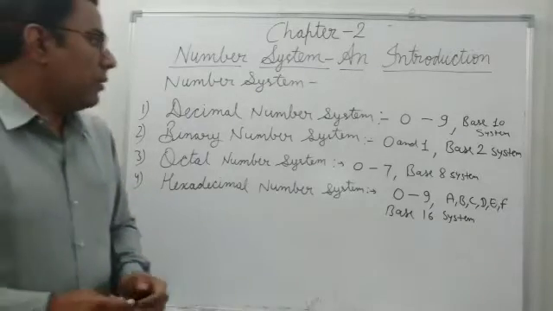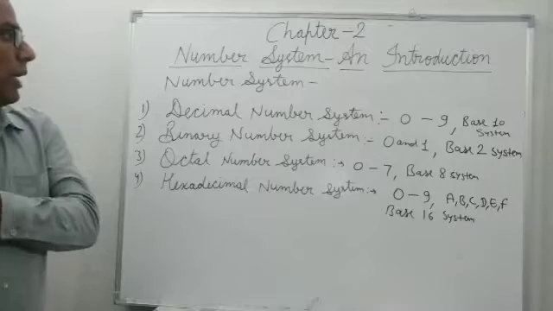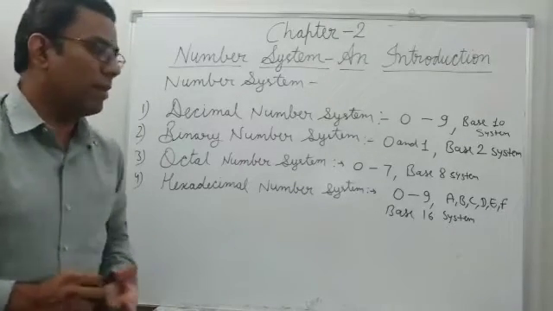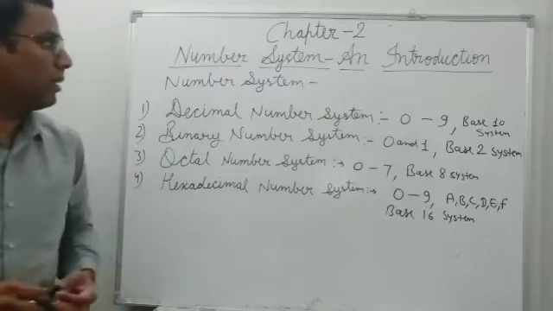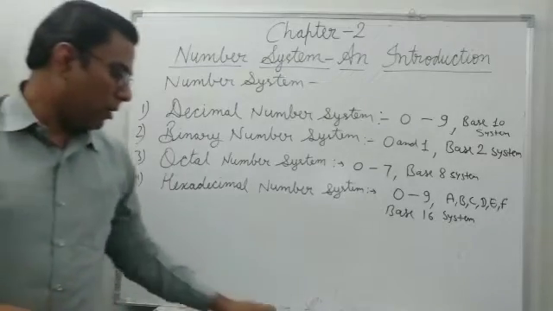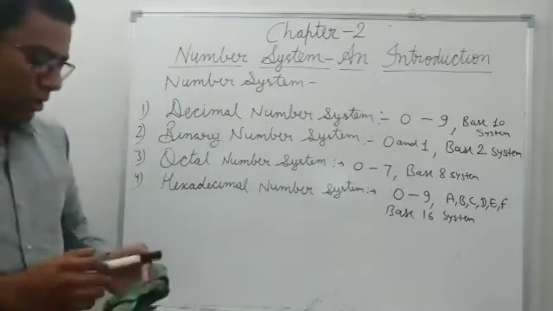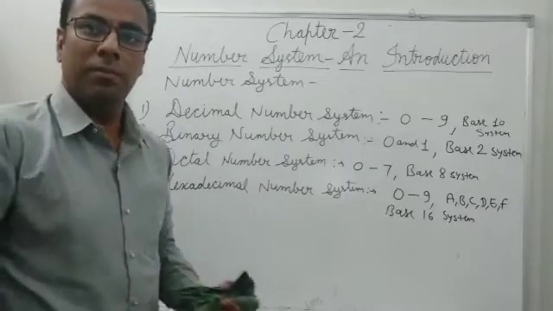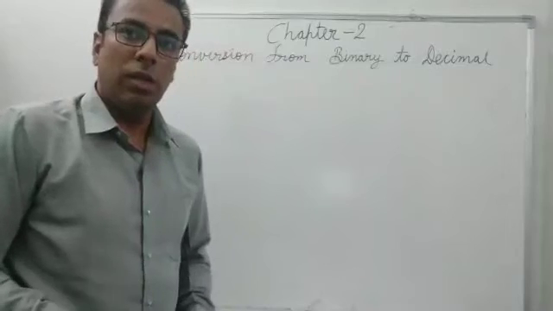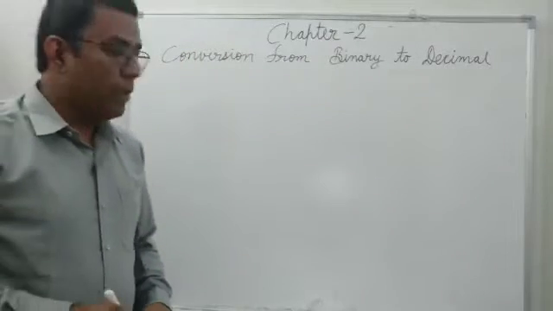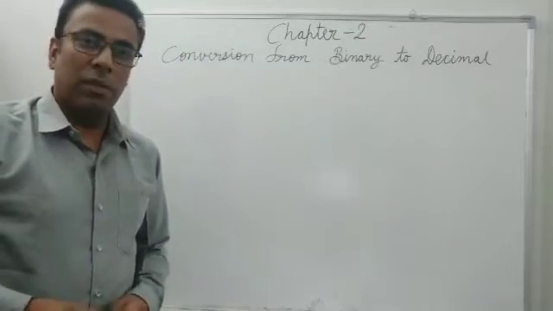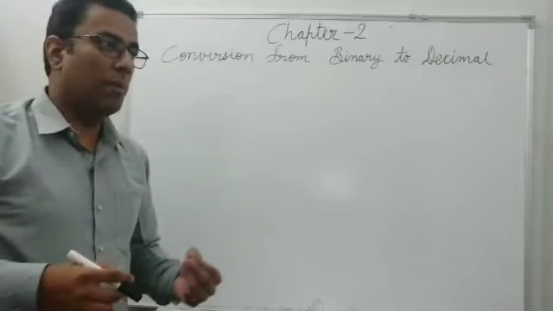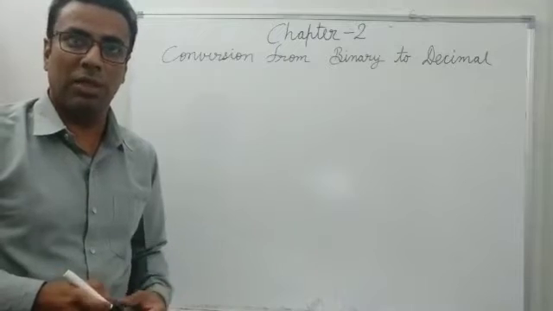Okay. Now the next topic is conversion, conversion of one number system to another number system. First of all, we will discuss the conversion of the binary number system to the decimal number system. We know that the binary number system consists of a total of 2 digits, so this number system is called the base 2 system.